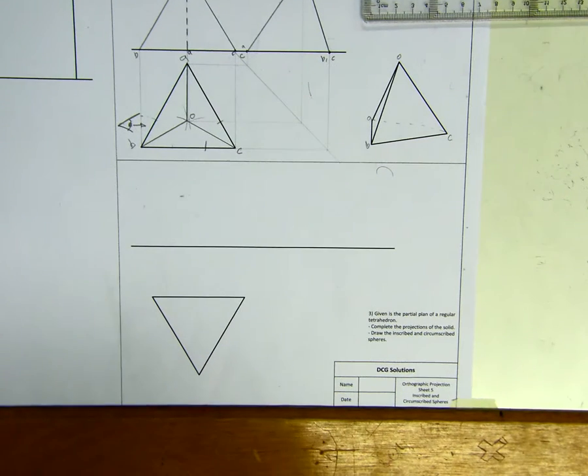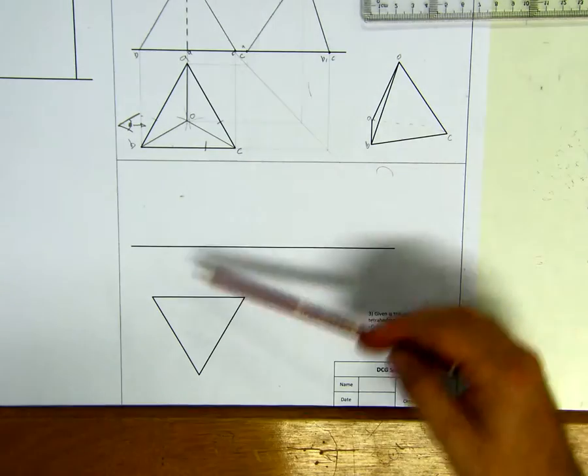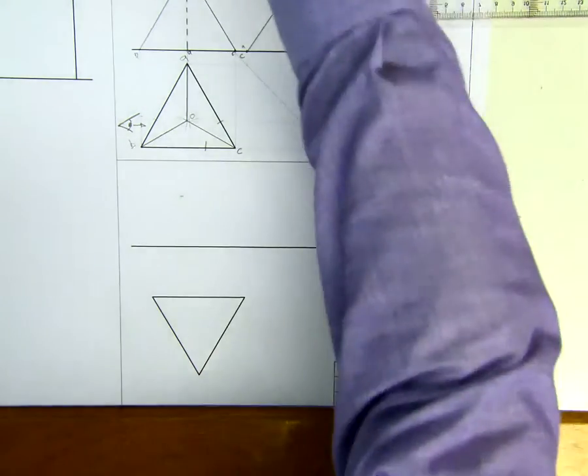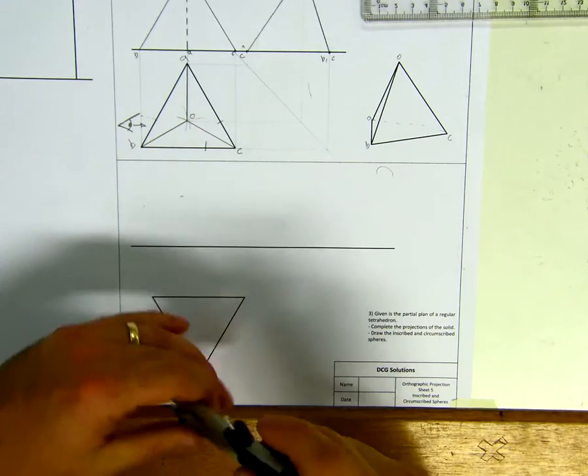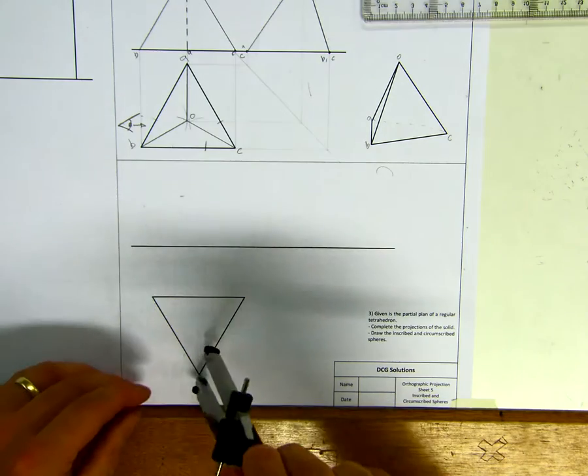So question 3 here, we are given a partial plan of a regular tetrahedron. Complete the projections of the solid, draw the inscribed and circumscribed spheres. Okay, so we just have to draw out the projections, which is plan, elevation, end view first. Same as question 2, we just bisect our angles to find the center to give us our apex.